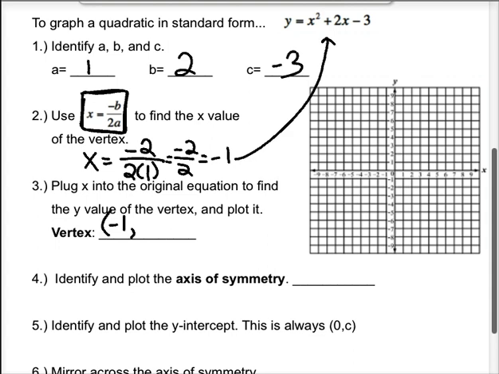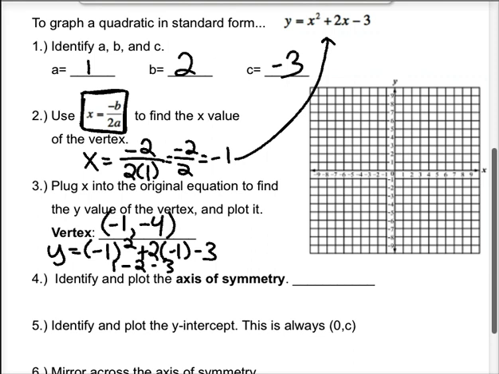So what I'm going to do is plug that negative 1 into that equation. So negative 1 squared plus 2 times negative 1 minus 3. So negative 1 squared is positive 1. 2 times negative 1 is a minus 2. And then we have a minus 3. So 1 minus 2 minus 3 gives me a negative 4. So all you have to do is go back, plug that back into the original equation to get that answer.